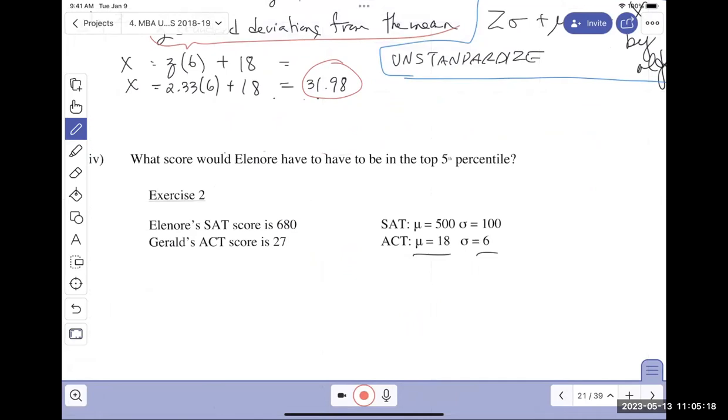So, Eleanor's data. Again, we assume it's normal. It's not written there, but that's what you're basically assuming. And what score would you have to be in the top 5? Where on this graph is the top 5 percentile? Where would you want to be on a standardized score? You want to be in the top 5%, the top 95%. Well, where is it?